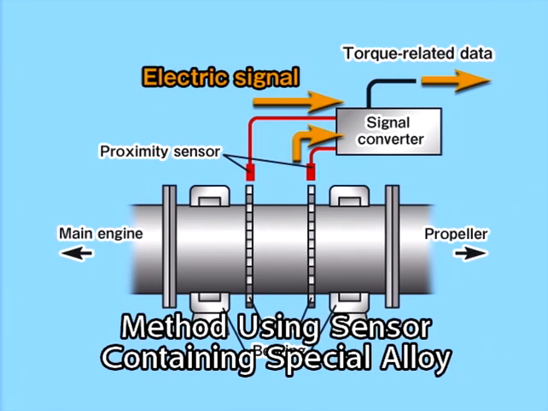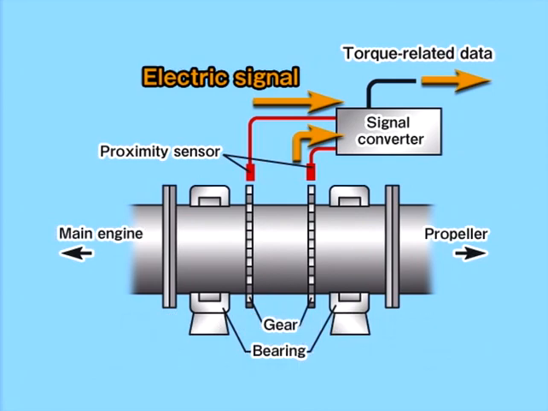Another method is to detect distortion using turning gears and proximity sensors, such as tachometers. This method employs two sets of paired turning gears and proximity sensors. This method uses discrepancies in the respective sensor's output signals as the basis for calculating the value of torque.